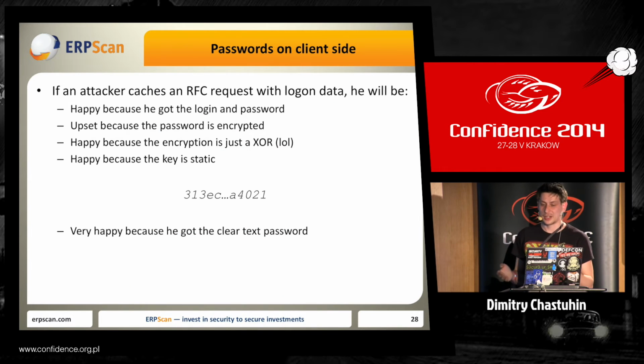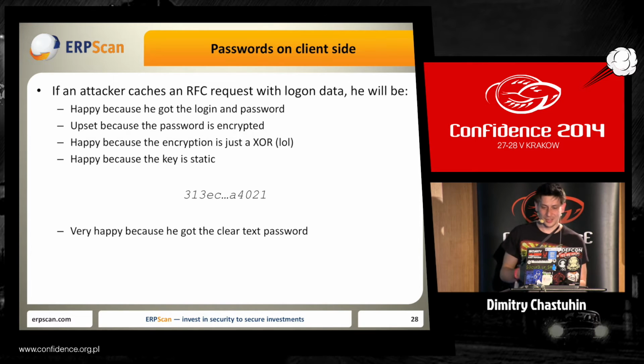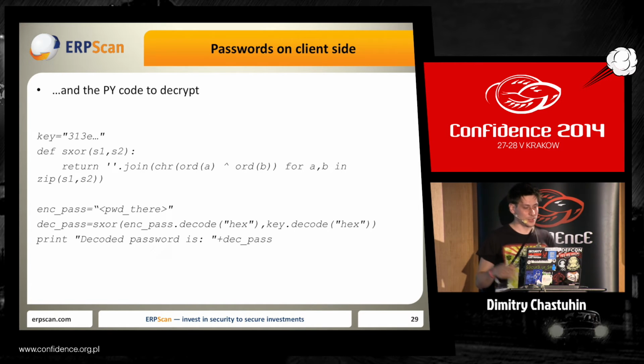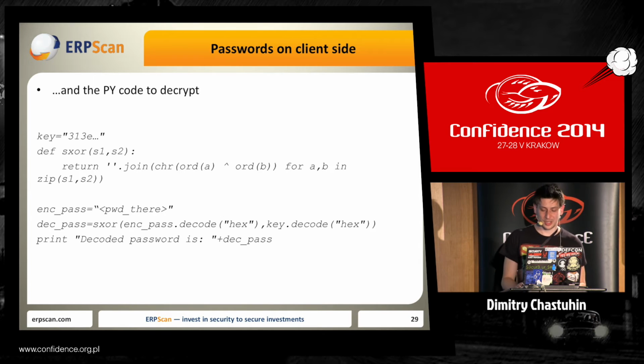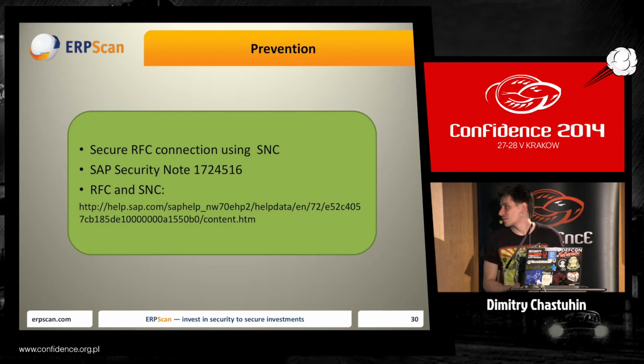And as I said, if an attacker intercepts the RFC request with login data, he will be happy because he got the login and password. But after that, he will be upset because the password is encrypted, and then happy again because the password is just, again, XOR encryption with a static key, with a different version. So that's how, very easily, using this Perl script you can decrypt the password from RFC. And again, an action for defense: just use RFC secure connection through SNC.